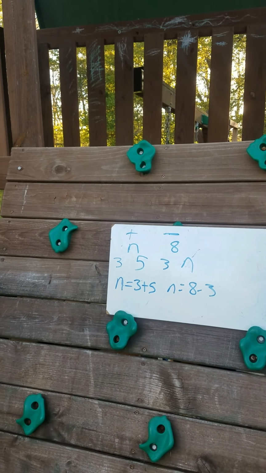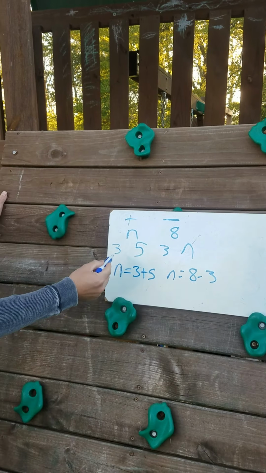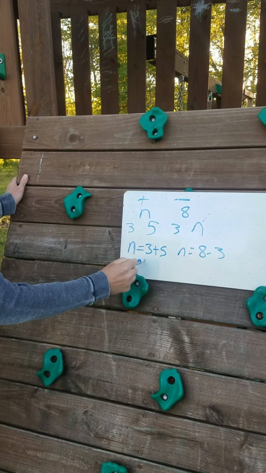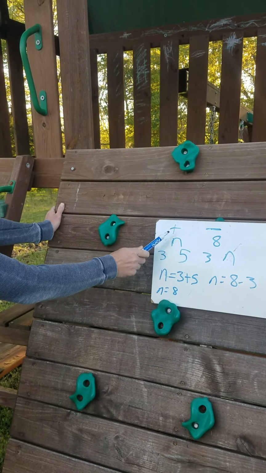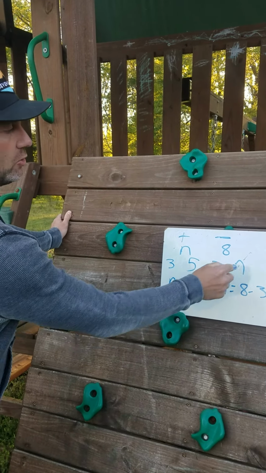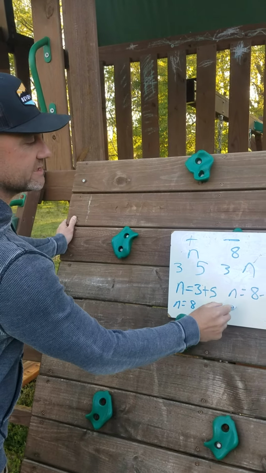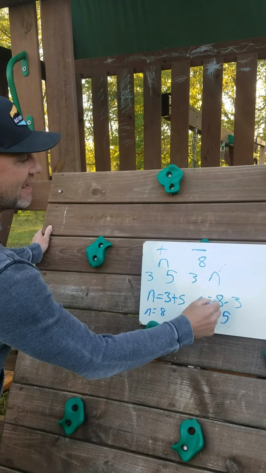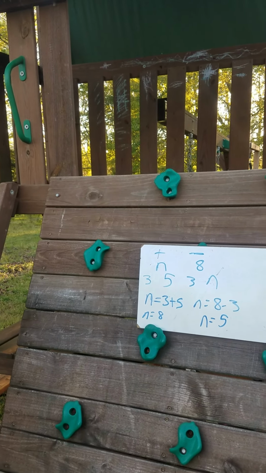Now, right now, if I wanted to know what n is, sorry, I left that out, I would say that n is equal to 8 because 3 plus 5 is 8. If I wanted to know what number should go here, what is n? In this case, n is going to be 5 because 8 minus 3 is 5.